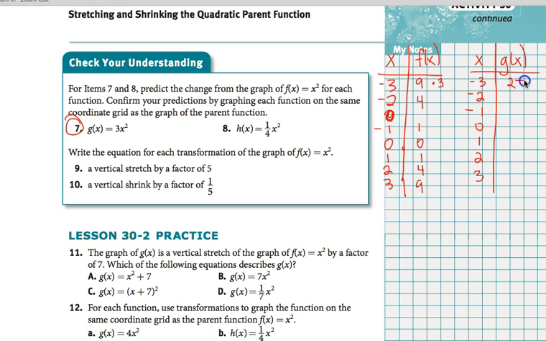9 times 3 is 27. 4 times 3 gives me 12. 1 times 3 gives me 3. 0 times 3 is still 0. 1 times 3 still 3. 4 times 3 still 12. And 9 times 3 is still 27. So this is my parent on the left. This is my transformation on the right.